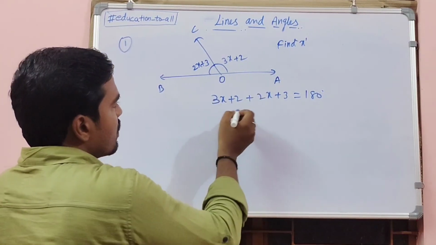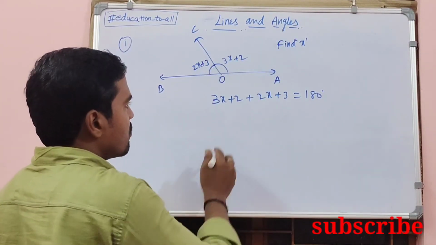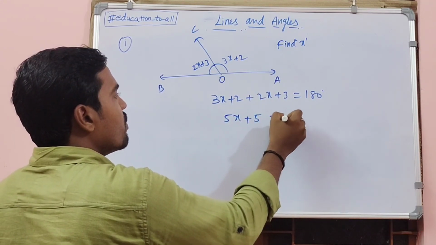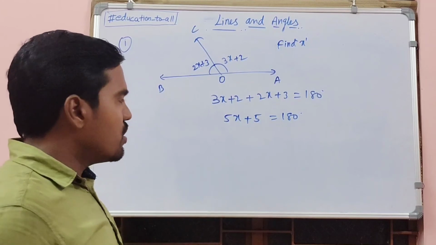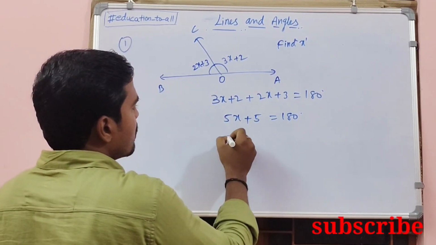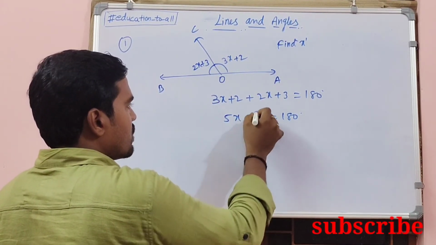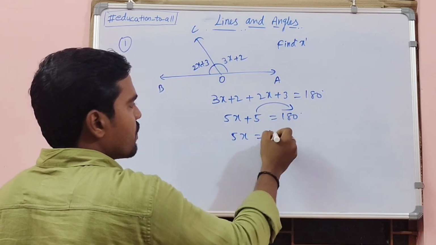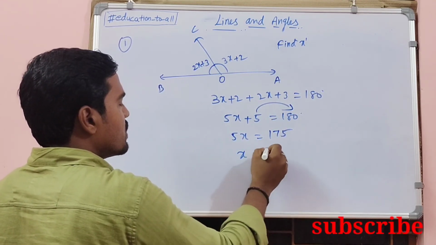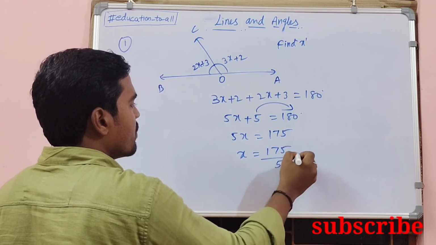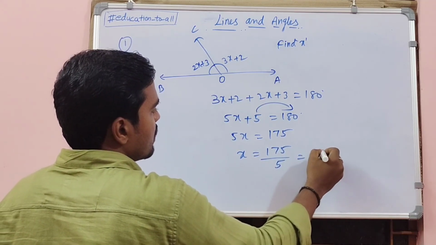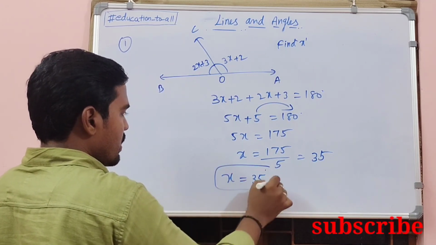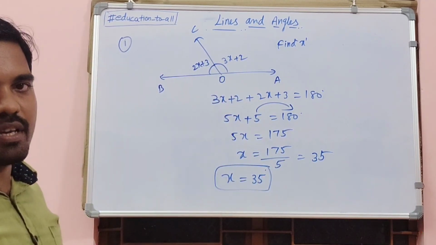The question asks us to find the value of x. So 3x plus 2x, 5x plus 5 equals 180 degrees. Taking 5 to the other side, 5x equals 180 minus 5, 175. So x equals 175 by 5. The answer is 35. x equals 35 degrees.